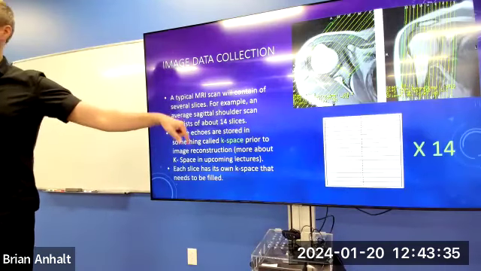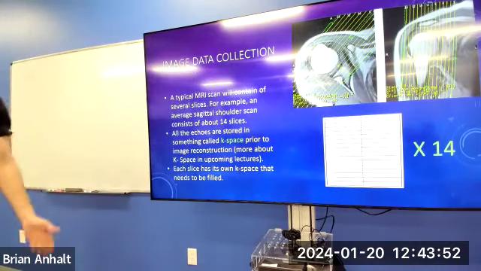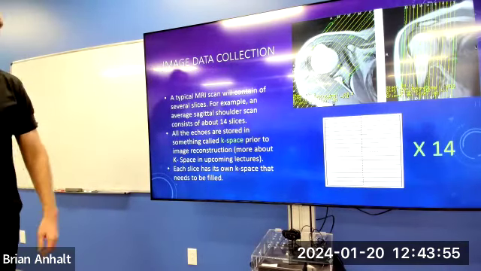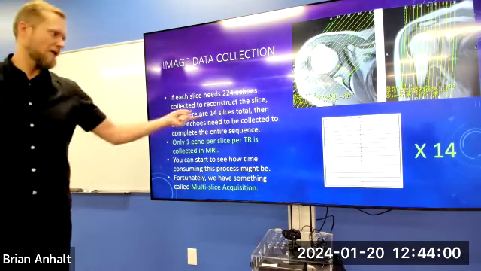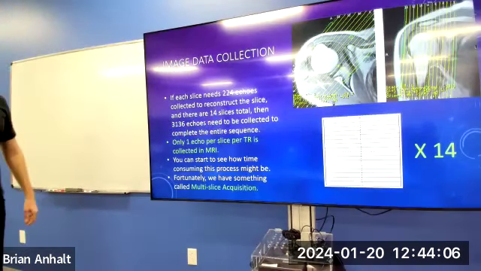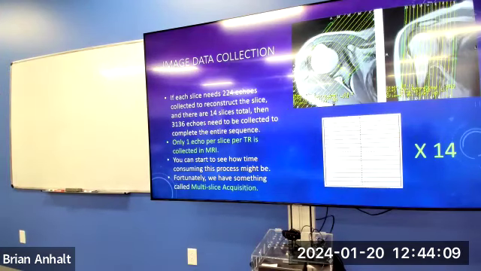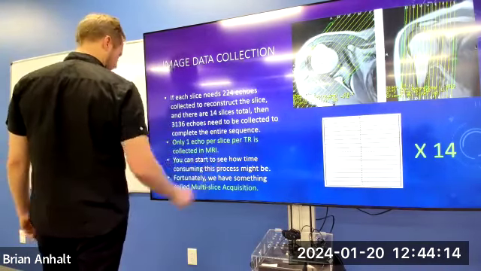All echoes are stored in a place called K-space. This is where the raw data goes. It's called K-space, K being the symbol for wave. Wave space is what it translates to. We are collecting waveforms, right, with frequencies. We'll talk more about K-space in upcoming lectures, but each slice has its own K-space that needs to be filled with a certain amount of echoes. If each slice needs 224 echoes and there are 14 slices, then that equals 3,136 echoes that need to be collected to complete an entire sequence. Only one echo per slice per TR is collected in MRI.